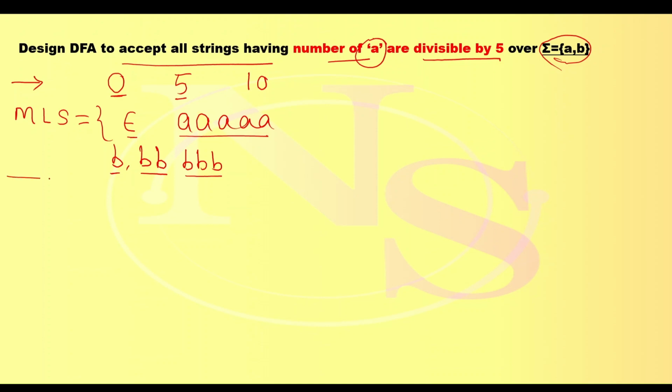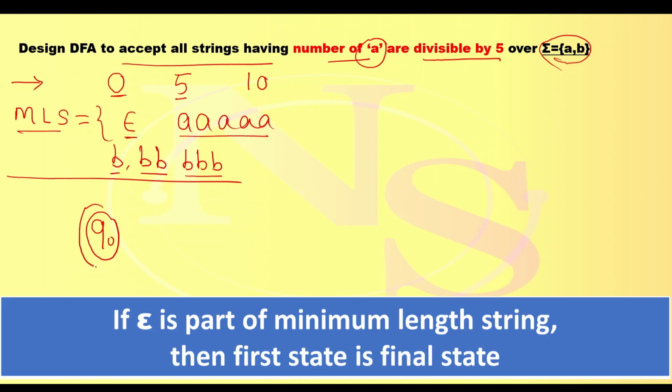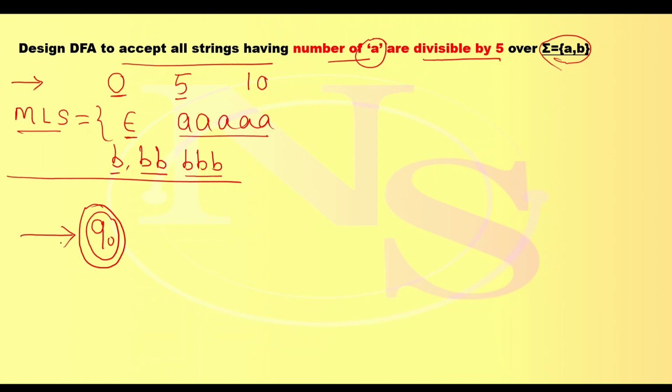So once I understand the condition, let's start designing the DFA for this question. The first state is Q0. As epsilon is a part of the minimum length strings, Q0 becomes the final state. I have explained the reason behind this in my previous examples. Now the next valid string is 5 a's. As the number of a's is 5, divisible by 5, this string should get accepted. It means that after reading this string, the automata should go to the final state.